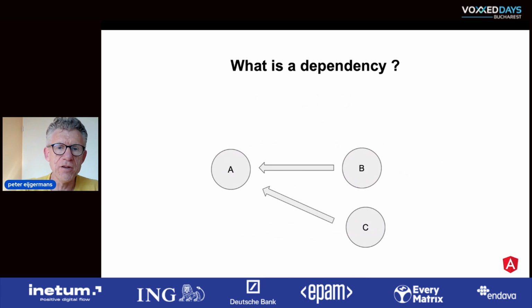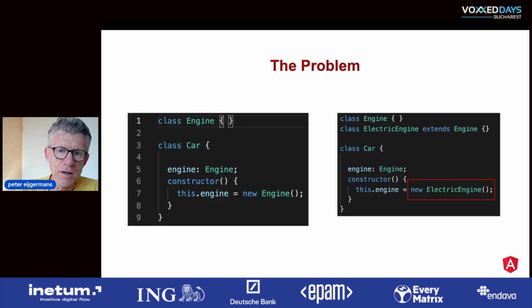What is a dependency? Imagine that you have module A, which needs module B and C. Then module B and C are a dependency of A, of course. And you see here a problem of how it looks in code when you have a dependency. Here you see the wrong situation: a hard-coded dependency.